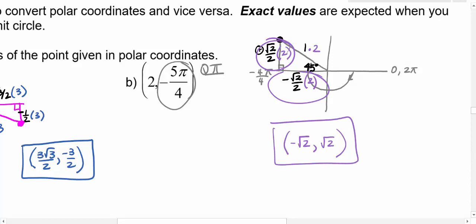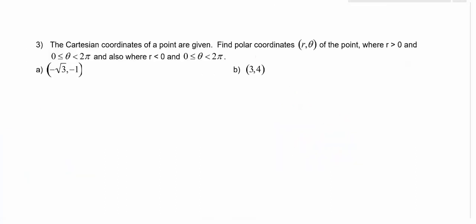And again, the formulas could have gotten me that as well. That's just up to you. Okay, so now let's go backwards. I'm going to give you Cartesian coordinates, and I want you to find the polar coordinates r, theta.